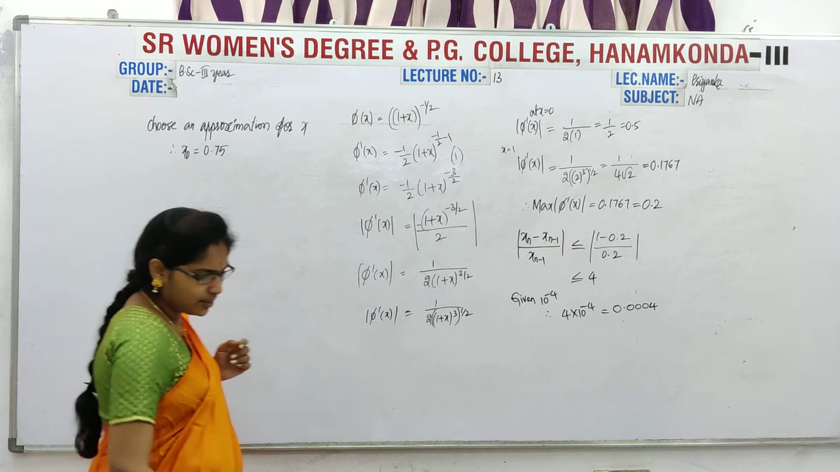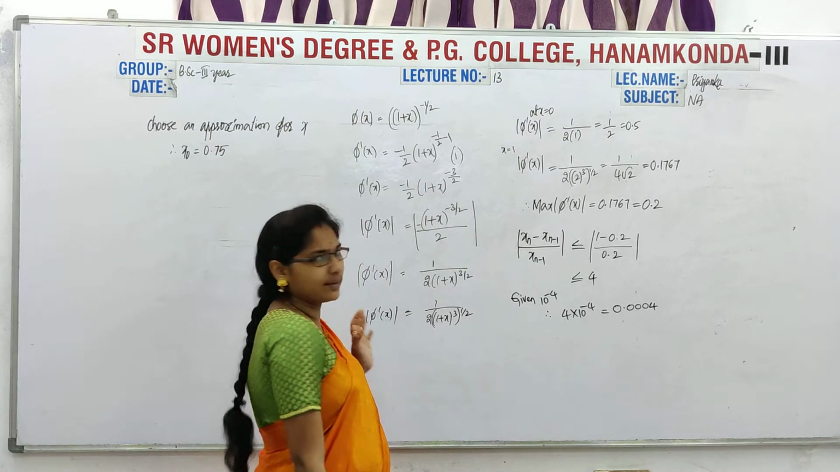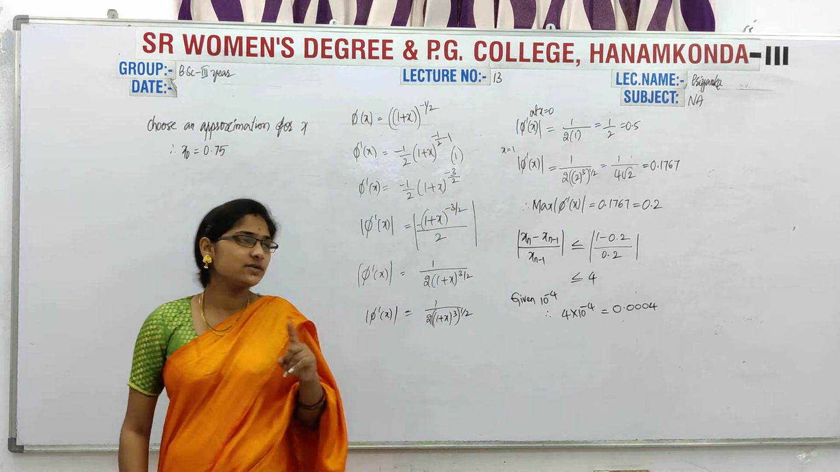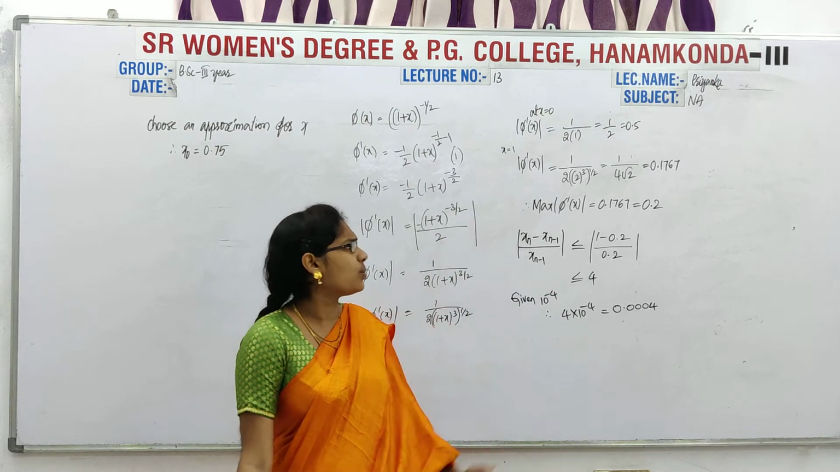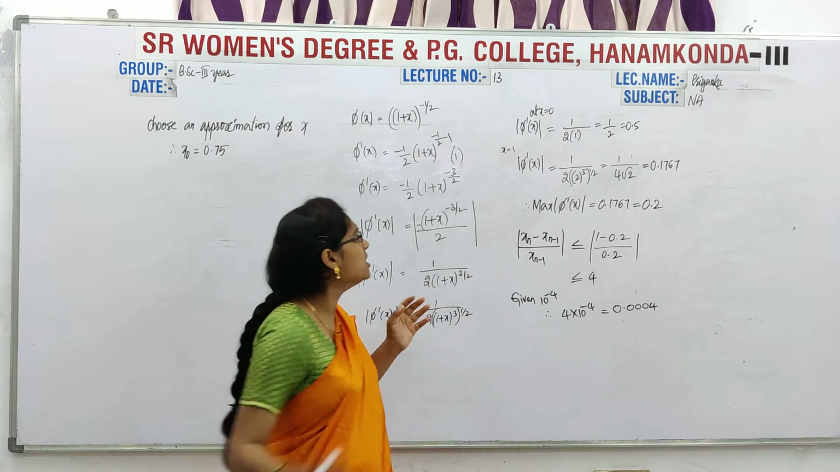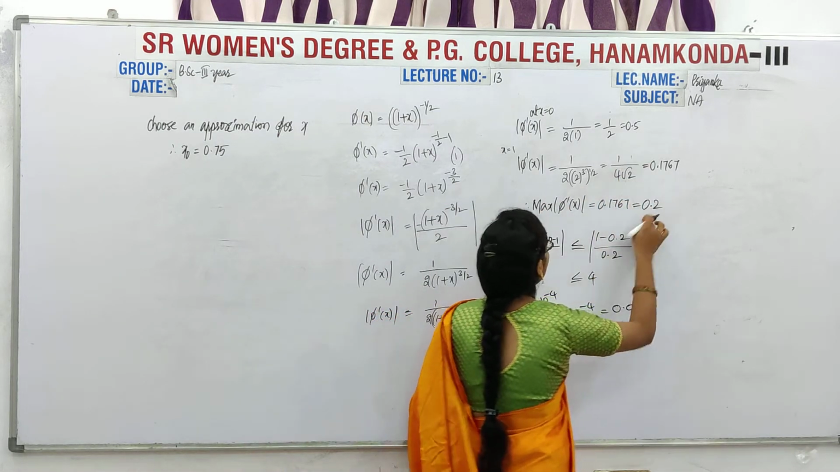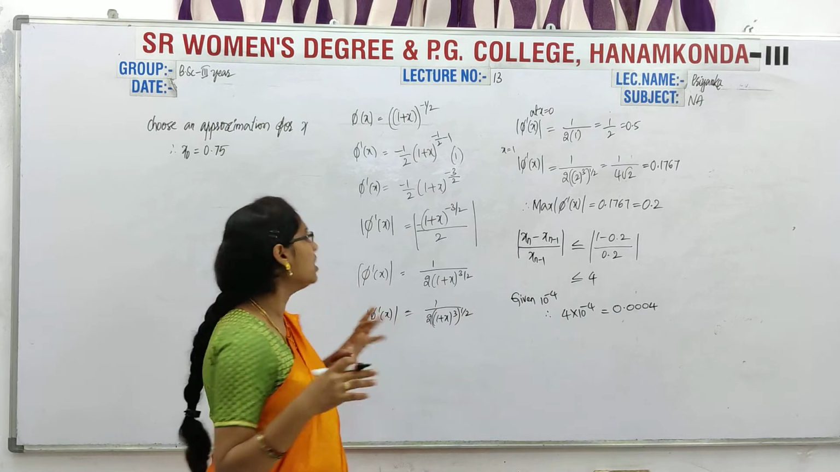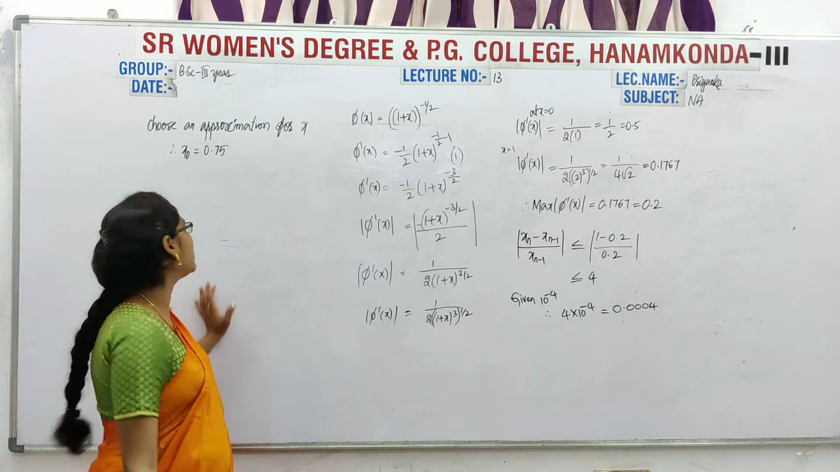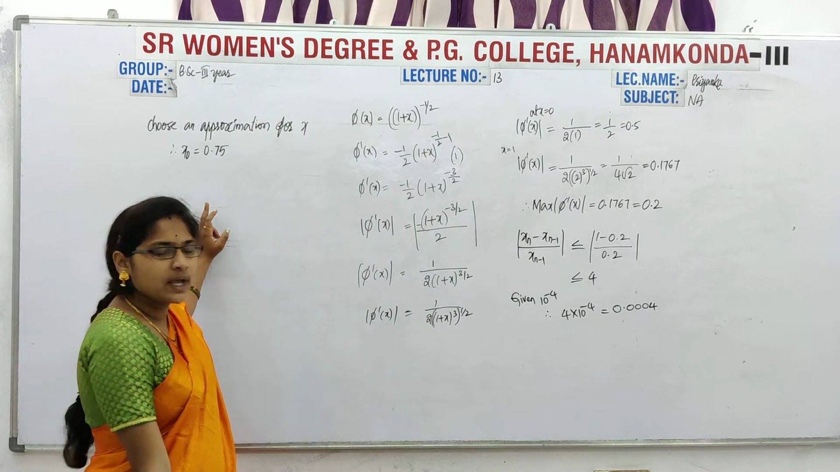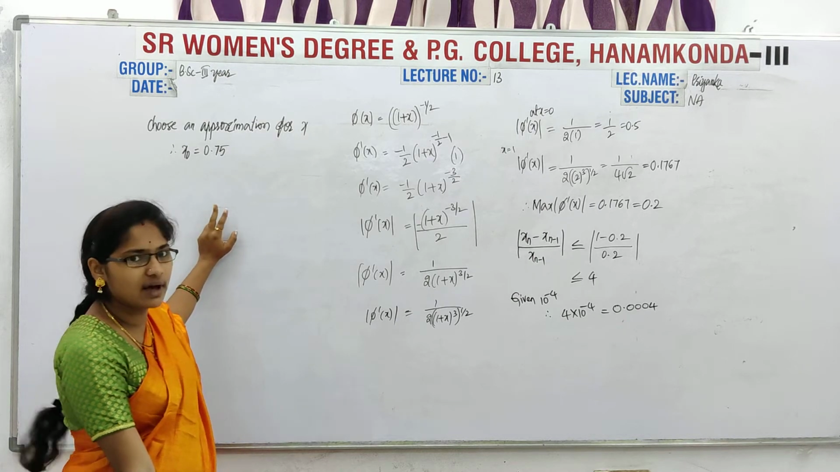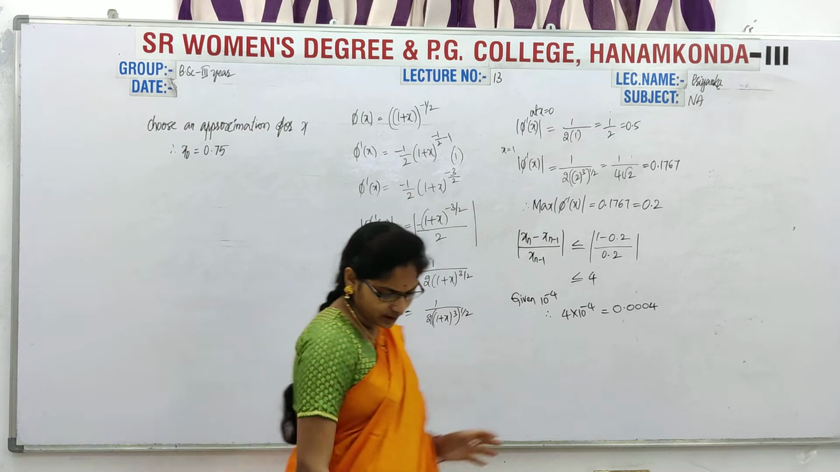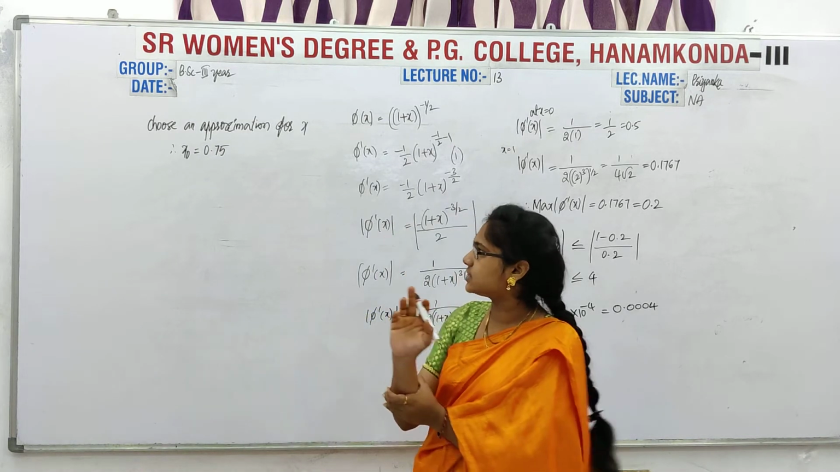Why am I taking this? Because the interval is 0, 1. 0 plus 1 by 2 is 0.5. I am taking a value greater than 0.5. That means 0.5 plus some 0.2, 0.7, so nearly 0.75 I am taking. We record this value for this question, and for different problems I will consider different values also. Now here I have x0 like this.